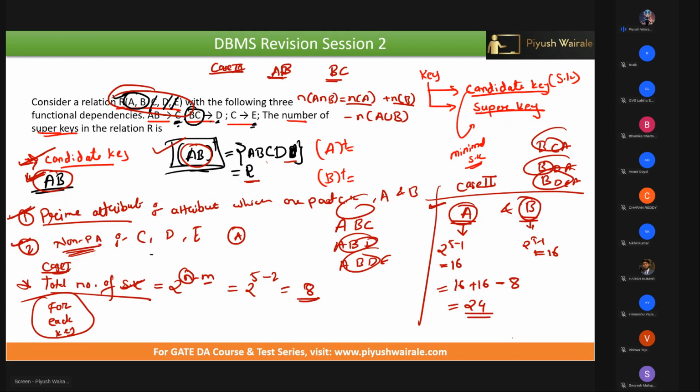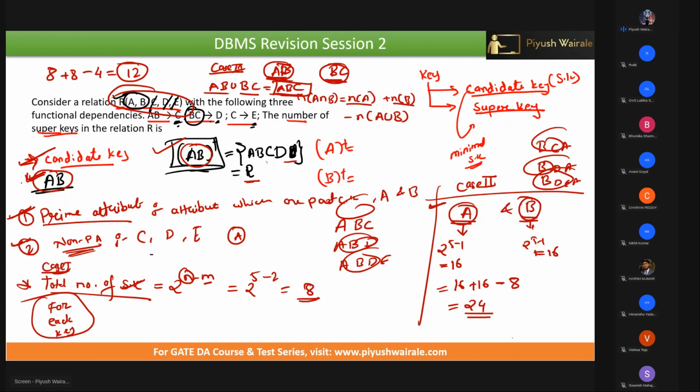In case 3 here, we have AB and BC. In that case, using this and using this. Using AB will be 8 here, right? Using BC will also be 8. But what about the combination of AB and BC? If I take AB union BC, that will be ABC here. Only 3 attributes, not 4, because B is repetitive. So we have to take the union of both the keys. Now here I have 3 attributes. Now we need to apply this formula, 2 to the power 5 minus 3, that is 2 squared, which is basically 4 here. So in that case, the answer will be 8 plus 8 minus 4, that is 12 here. I hope all the cases are clear for finding the number of super keys.